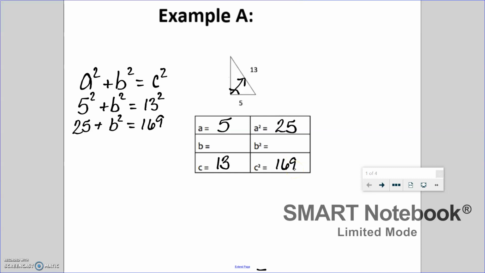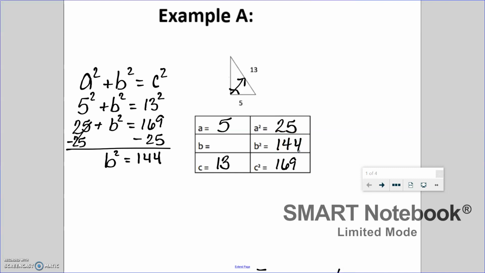I am still not done with my equation, so I'm going to go ahead and complete that all the way until I get B by itself, because that's the goal. We're looking for that side length, the missing side B, so we have to finish our equation all the way through. So I'm going to subtract my constant, which is 25. What I do on one side, I do to the other. This cancels out and leaves me with B squared. B squared is equal to 144. Okay, so B squared is 144.